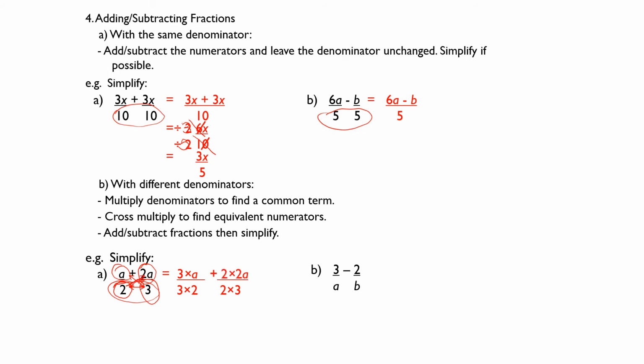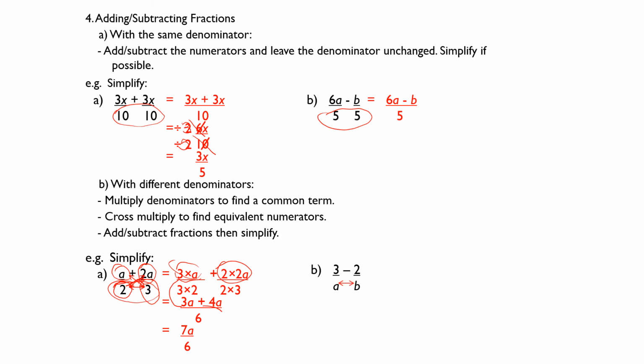Okay, now we simplify those, so that becomes 3a on the top for this bit. Oops, sorry, for that bit. 2 times 2a is 4a for that bit. And on the bottom, again like the top, we've just got 2 times 3 is just 6. 3a plus 4a is 7a over 6.